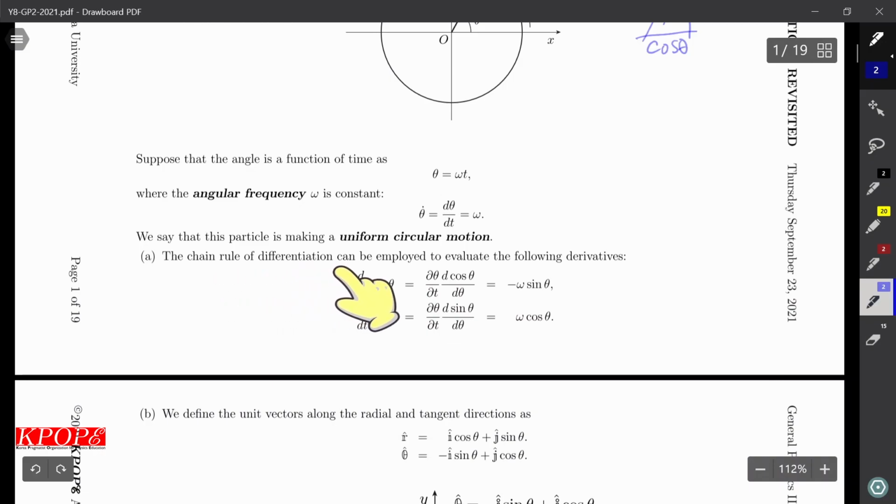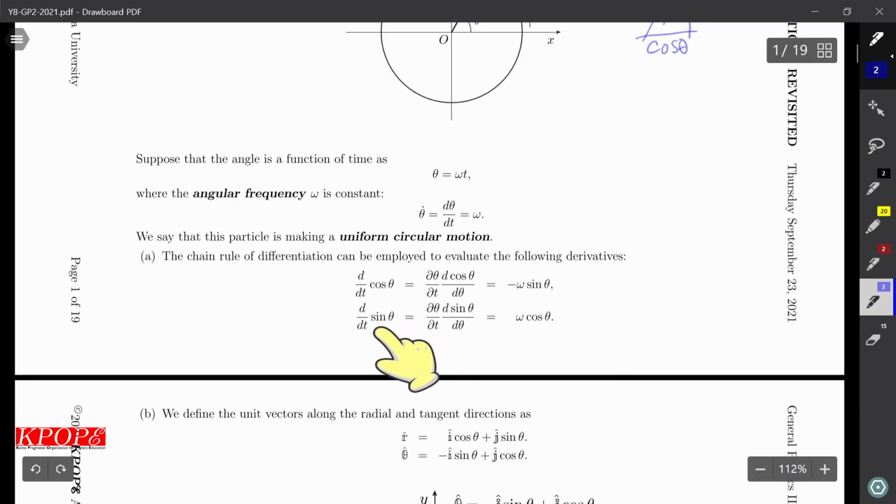The chain rule of the differentiation can be employed to evaluate the following derivatives. Cosine theta is actually cosine omega t. If I take the derivative with respect to time, we take the derivative of cosine theta with respect to theta, which is minus sine theta, and then the derivative of theta with respect to t, theta dot, which is omega. Therefore, this value is minus omega sine theta.